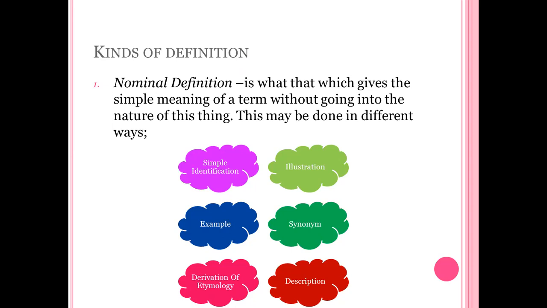So let's have an example. A flashlight is a handy object giving off battery powered light. So we are giving a description of this particular object, the flashlight. A flashlight cannot always be handy, but we are defining or describing this particular flashlight that comes handy, and it gives off battery powered light. So this is the first kind of definition, which is the nominal definition.